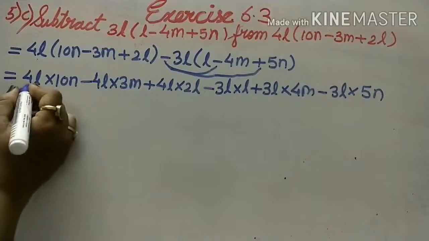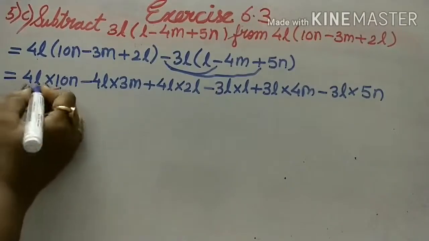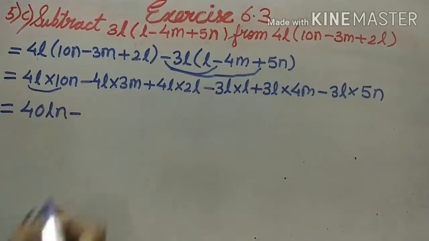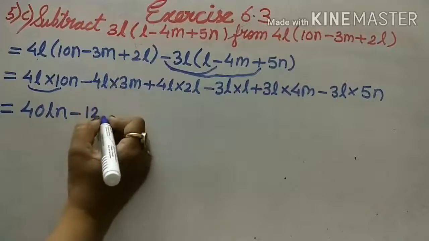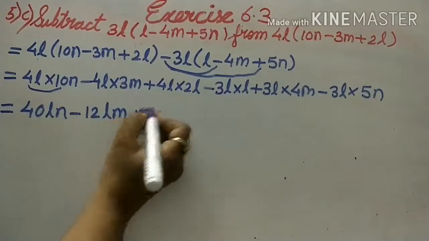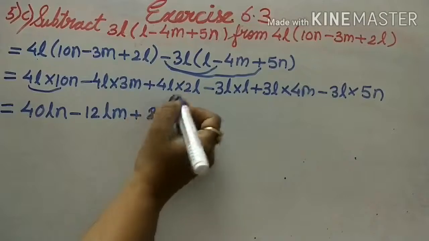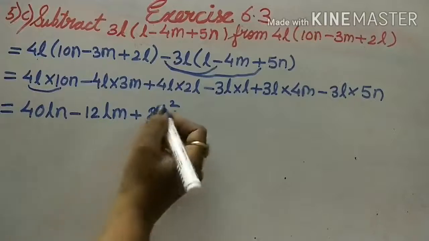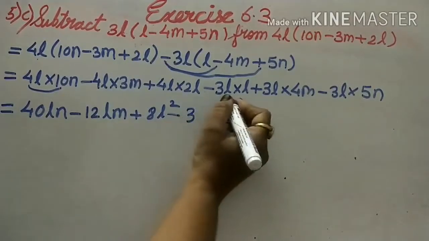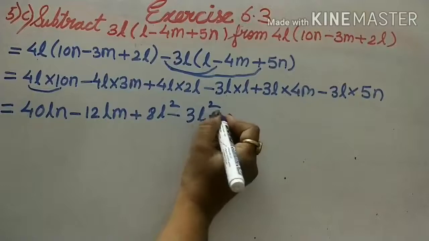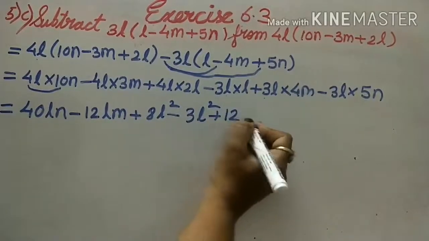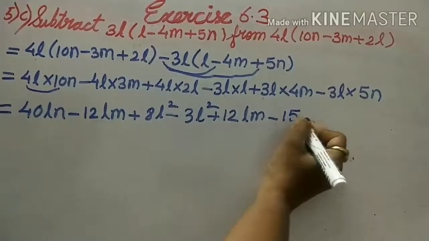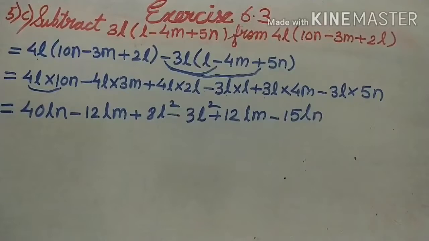Now we have to simplify. Is equal to 4 tens are 40, l into n, ln, minus 4 threes are 12, l into m, lm, plus 4 twos are 8, l into l, l square. Now this minus sign as it is, we have to write here minus 3 l into l, l square, plus 3 fours are 12, l into m, lm, minus 3 fives are 15, ln.